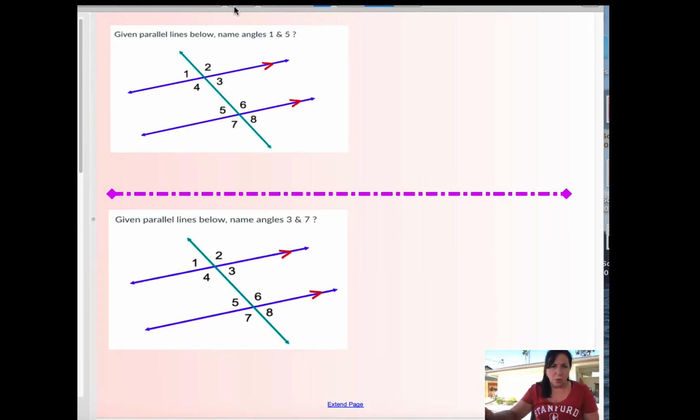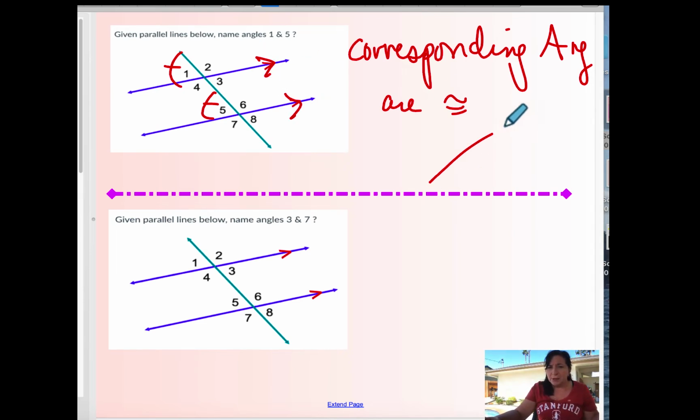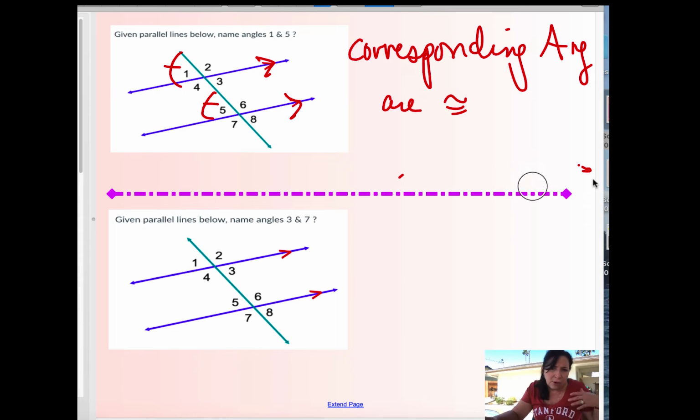All right, so for this one, it says, given the parallel lines below, name angles 1 and 5. So angle 1 and angle 5, how they're both on top of the parallel lines, we call those corresponding angles. And all corresponding angles are congruent if the lines are parallel, by the way. They're not always congruent, because if my lines aren't parallel but I still have a transversal, I can technically have corresponding angles. It's just that they're not congruent. Neither are any of the angles unless you have parallel lines.